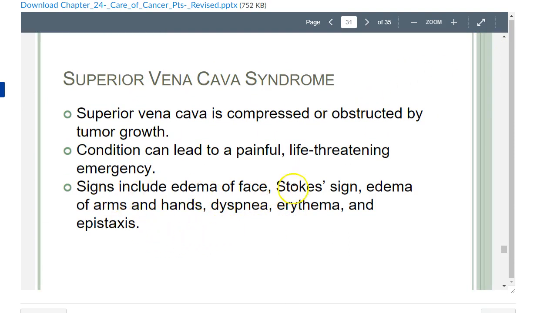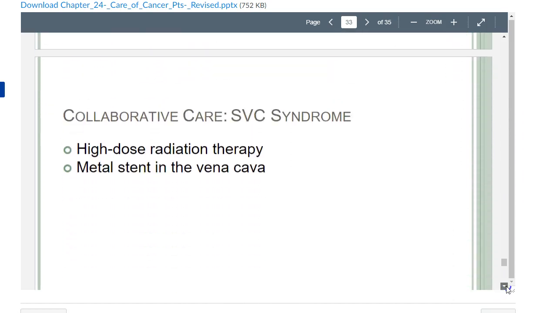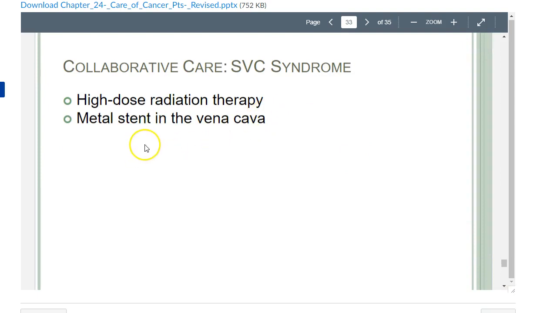Signs include edema of the face, Stokes sign, edema of arms and hands, dyspnea, erythema, and epistaxis. Okay. And death can actually result if the compression is not released. Okay. So what they may do to treat this type of problem is high-dose radiation therapy. They may also put a stent in the vena cava to kind of open it up where you don't have such compression on the superior vena cava.